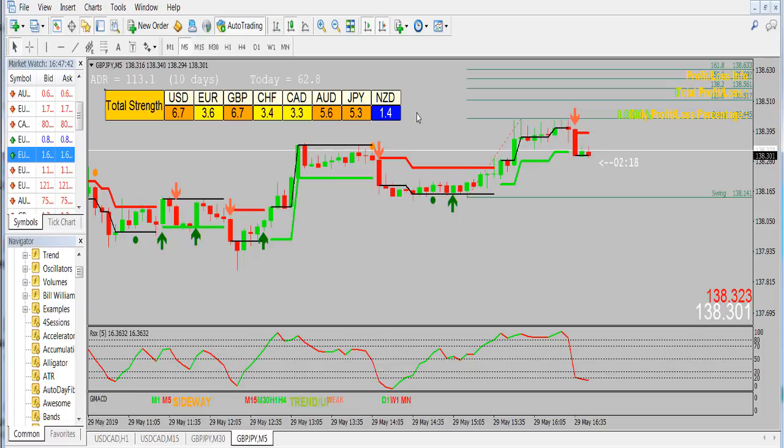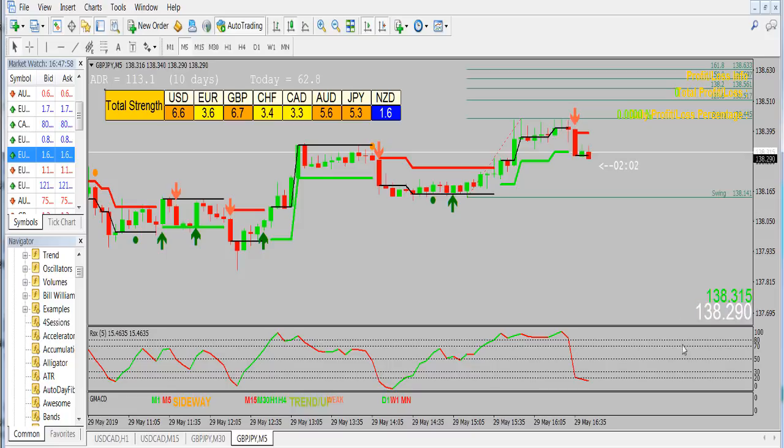And of course, in the PDF videos, I give you lots of training to understand how to use the currency strength meter. It won't take you very long. Just at a glance, you'll be able to interpret what's going on.